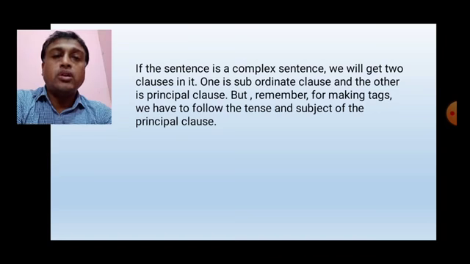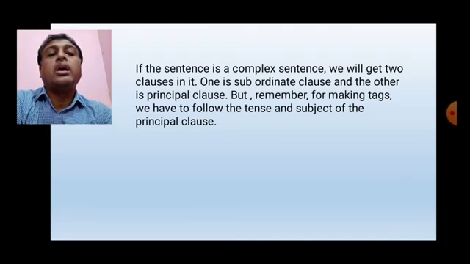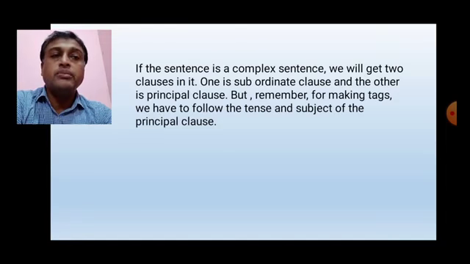A tag question is not always in a simple sentence. Sometimes it may be in a complex sentence. A complex sentence has two clauses. One is the subordinate clause and another is the principal clause. So, if the sentence is a complex sentence, we have to follow the tense and subject of the principal clause for making tags. If we follow the tense and subject of the subordinate clause, then the answer will not be correct. The answer will be correct when we make the tag question following the tense and subject of the principal clause.